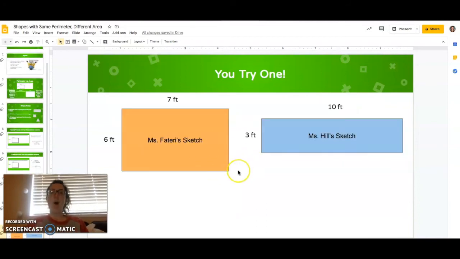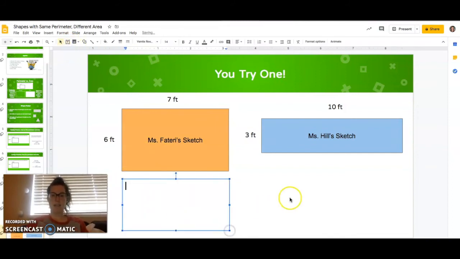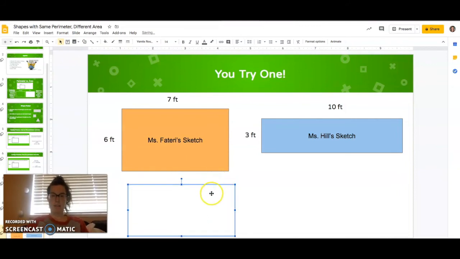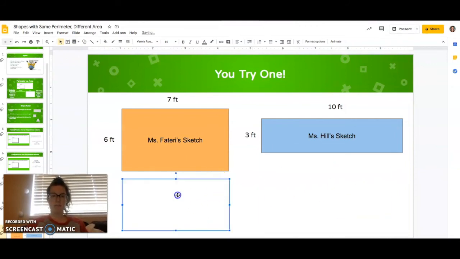All right. Hopefully, you took that time to go and try the problem on your own. Now we're going to check it together. Okay, so I remember that the problem was asking me to find the shape that had the most area. So to find the area, I remember I need to multiply length times width. I'm going to make some boxes for me to do my work in here.